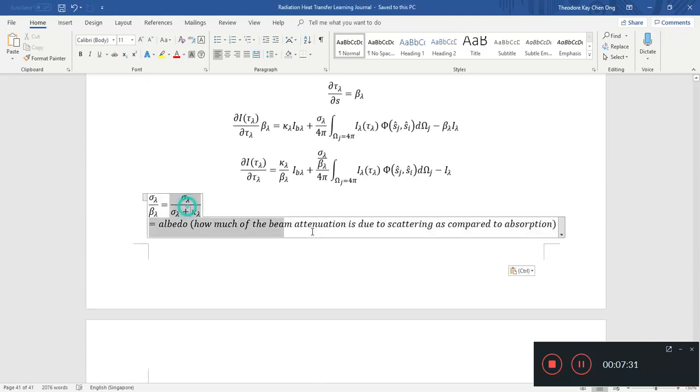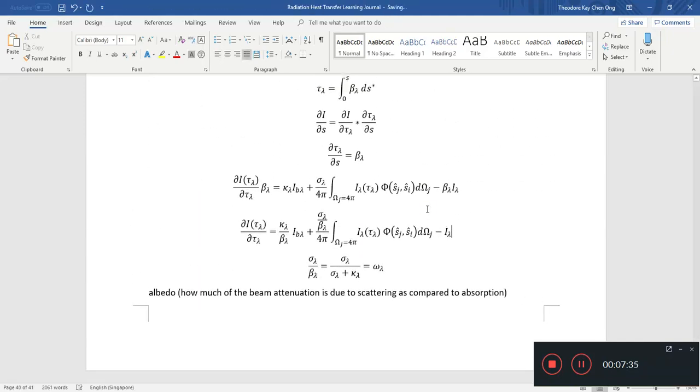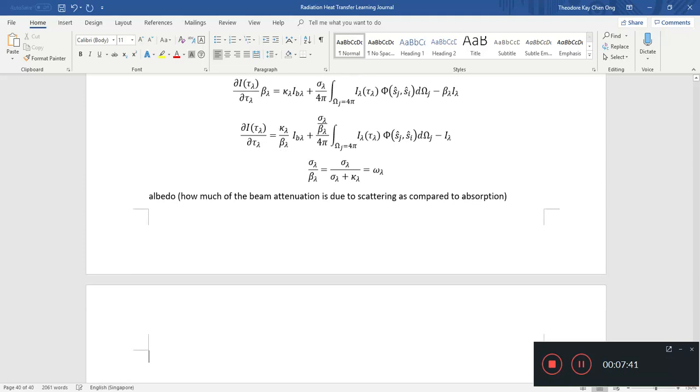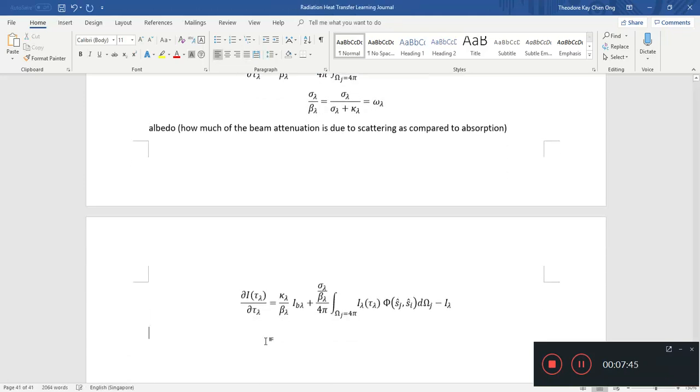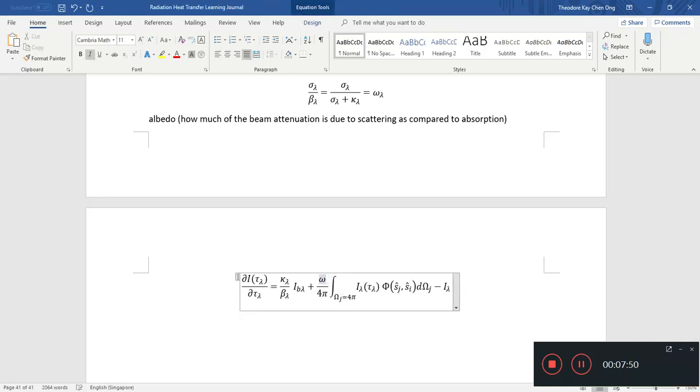Okay, because you don't need another equation, otherwise it takes a lot of memory space. Okay, and then that's albedo for you. So albedo will appear in this part of the equation, omega lambda. Alright, so what about this term?